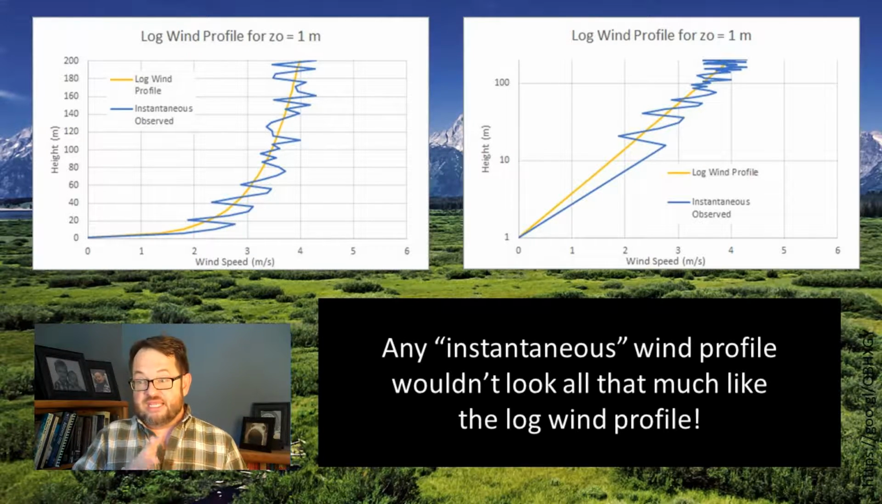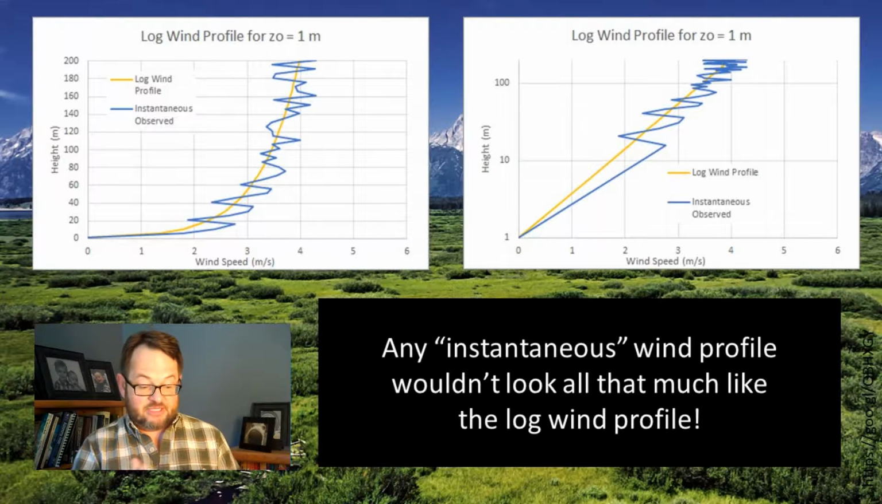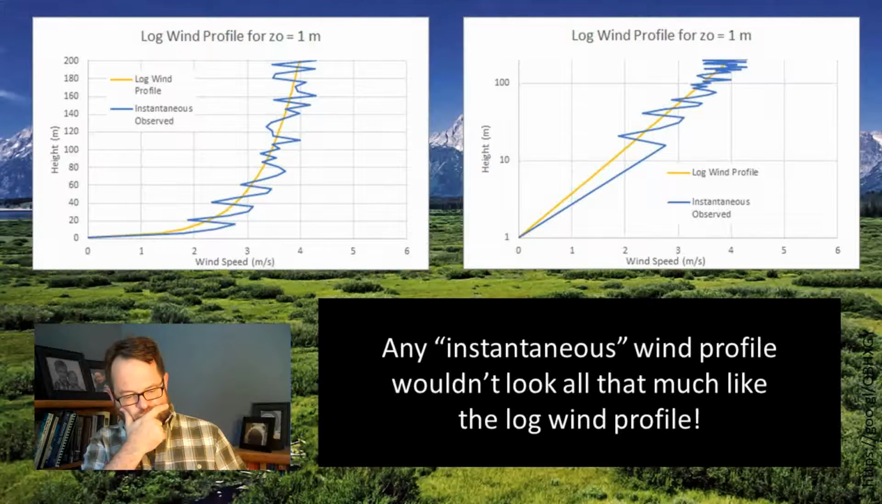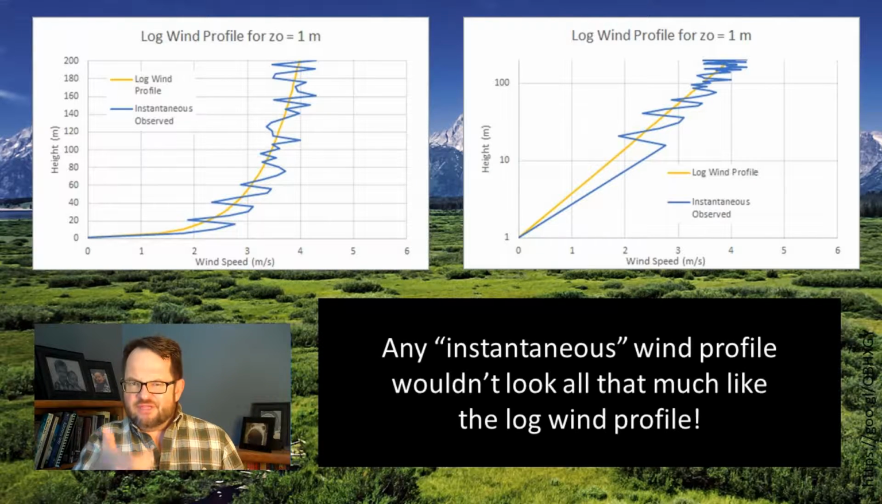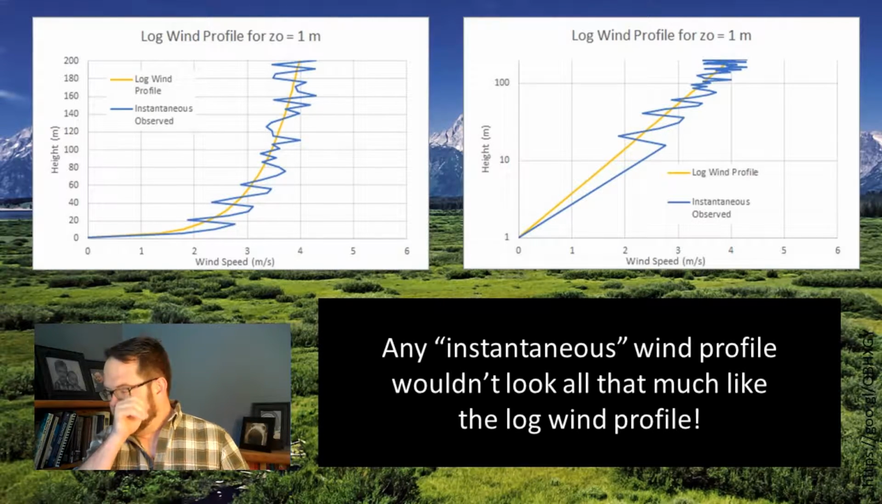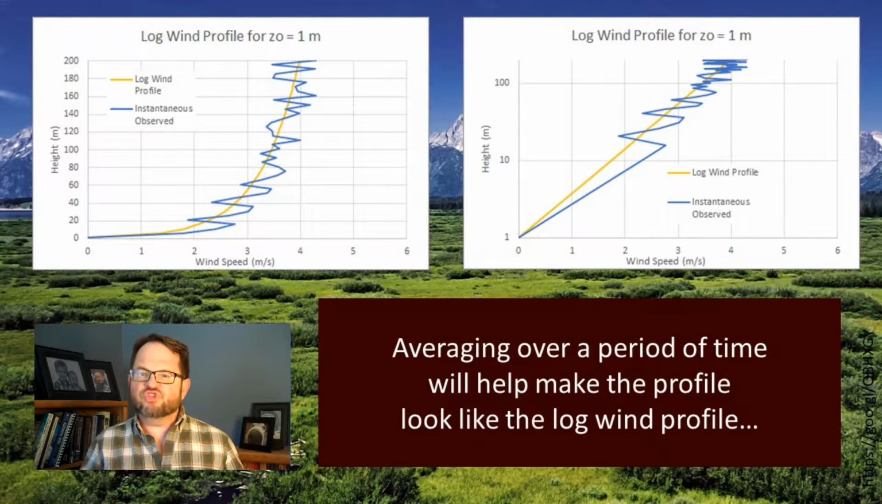Now, that would not be hugely different than that orange curve there, which is the log wind profile. Remember, it's that beautiful, graceful curve on a traditional XY type plot, but it makes a straight line in the semi-log graph, right? See how at every given level, it doesn't really look all that much like the log wind profile at any given moment anyway? We'd have to average over a period of time to make the wind profile look like these log wind profiles.